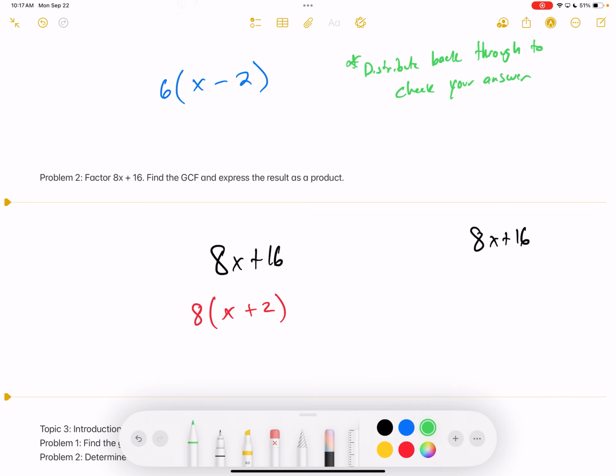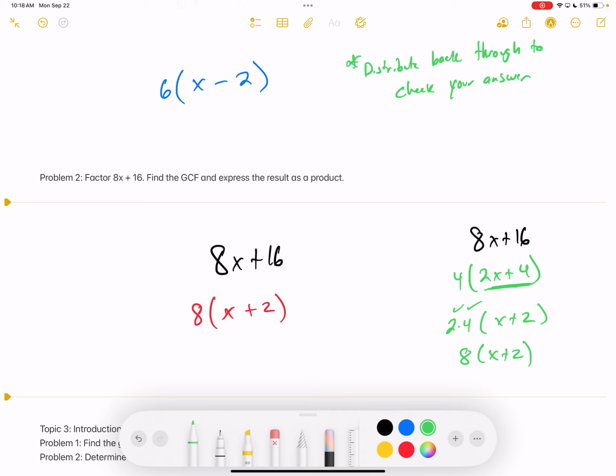To show you if something went wrong here, what if I pull out a 4? I'd get 8 divided by 4 is 2x. 16 divided by 4 is 4, right? Well, if I accidentally pull out a 4, is there something I could pull out of this? 2 and 4? I could pull out a 2, right? So then I pull out a 2, and I get x plus 2. So I pulled out a 2, and then I pulled out a 4. Well, that's 8, okay? So if you pull out a number too small, that means you can pull out a number again and do that.